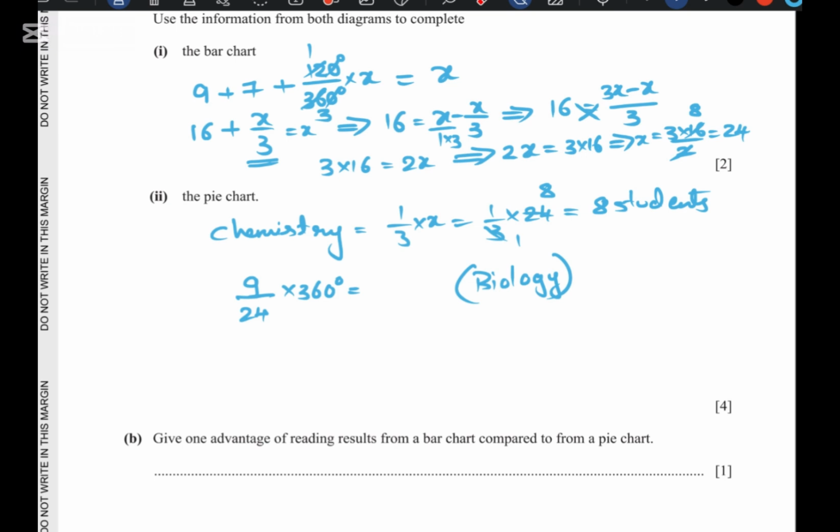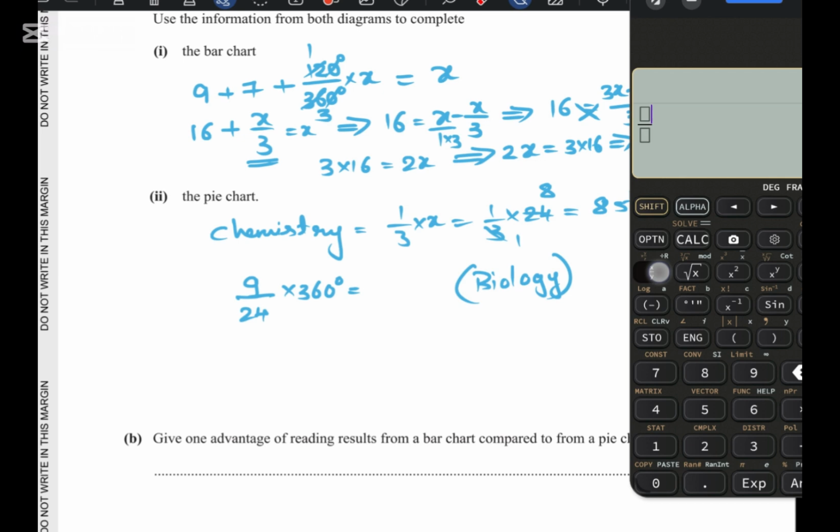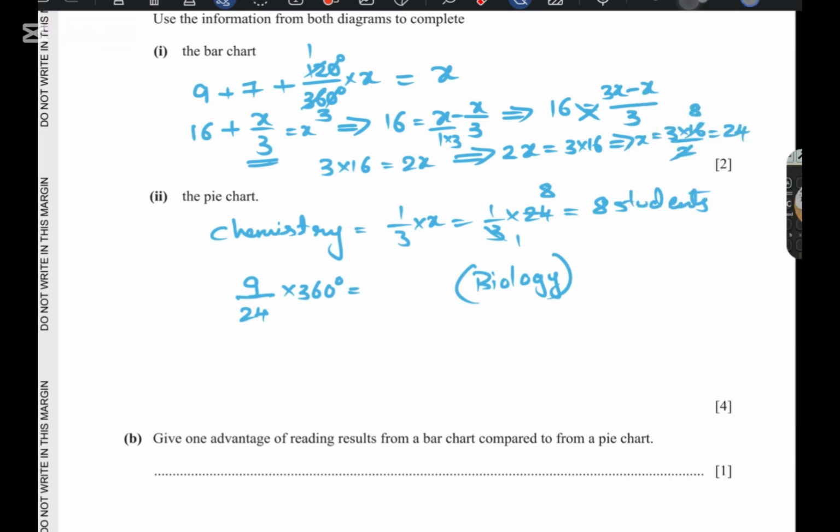Yeah. So what is the answer? Find out 9 by 24 into 360 is 135. So 135 is the angle of the sector for biology, and chemistry is 8 students. So now we can complete the bar graph and pie chart also.